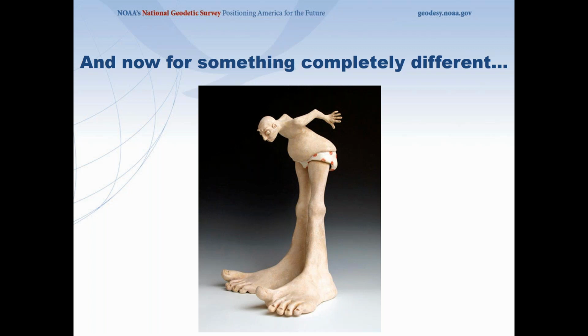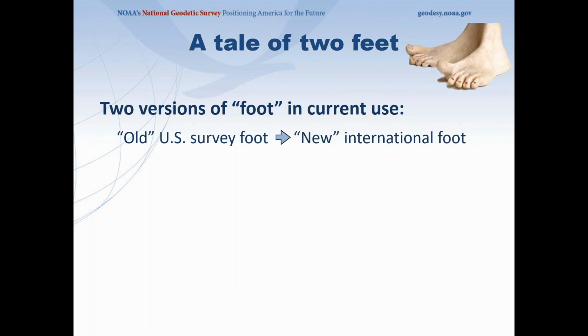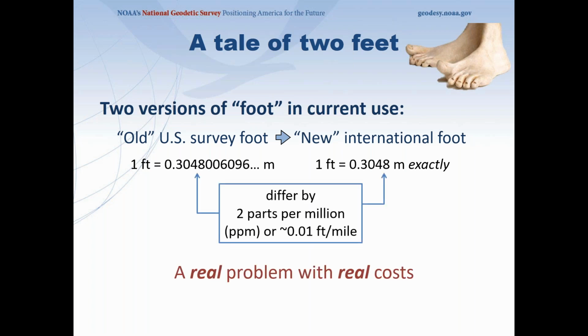Most people don't know that there are two feet that we use in surveying. There's the US survey foot and the new international foot. The difference between them is 2 parts per million, or 1/100th of a foot per mile. And you say, well, what's that? That's not really a big problem because we work in small areas and we're not going to see it. But later on, I'm going to show you how this problem is going to affect you and why you have to worry about it.